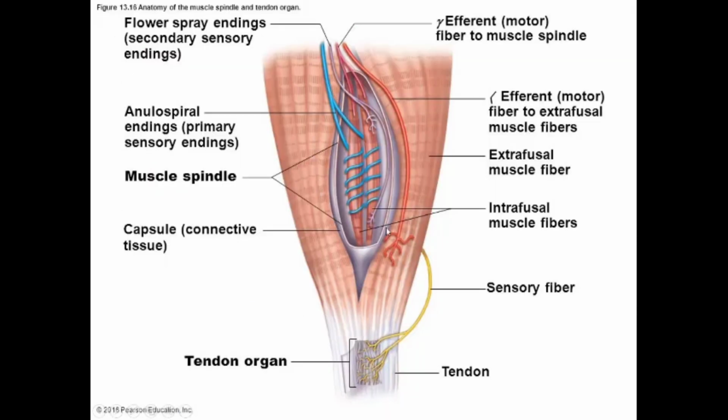Here you can see again the muscle spindle, capsule or modified intrafusal, and sensory fiber. You can see it wraps around this intrafusal muscle fiber. Again, here you can see the tendon organ or Golgi tendon organ.